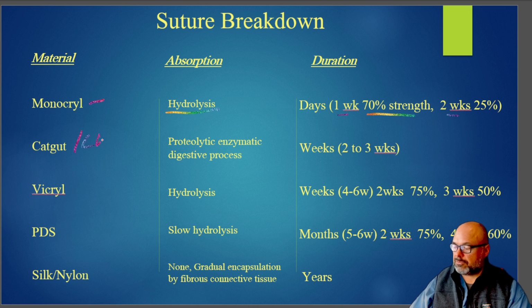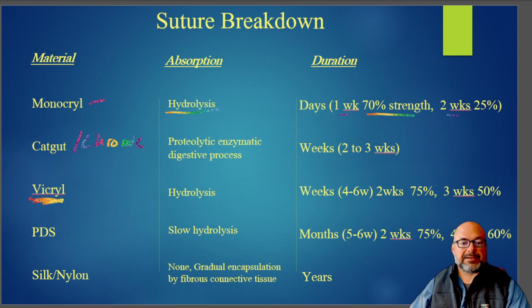Catgut or chromic is broken down by proteolytic enzymatic digestive activity, and this lasts in the order of weeks, so anywhere from 2 to 3 weeks. Vicryl, again, which we use a lot, is broken down by hydrolysis, similar to the Monocryl. 2 weeks out, 75% of its strength, but quite a bit better longevity. 3 weeks out, it still has 50%. So we usually think of Vicryl as lasting anywhere from 4 to 6 weeks, and you could find fragments of it after that.